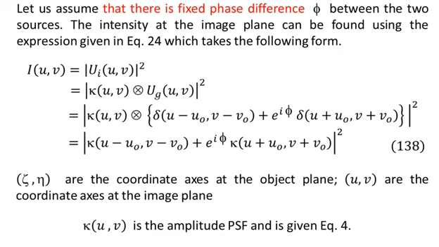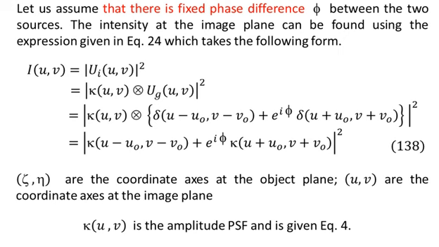So you see that here we are writing the intensity expression for the coherent system, which is equal to I as a function of u,v, that is the intensity at the image plane, is equal to the absolute square of the amplitude at the image plane, U_i, that is the amplitude at the image plane due to the coherent system. We can substitute the value of the coherent amplitude, which is equal to kappa as a function of u,v convolved with U_g as a function of u,v. So kappa convolved with the amplitude image.